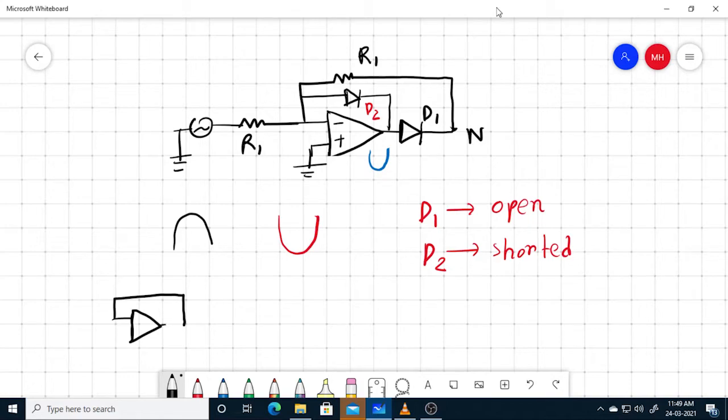It is like this, and this will be like this. As D1 is open, the circuit will look like this. Then there will be no current flowing through R1, and the current will flow through D2, as D2 is shorted.